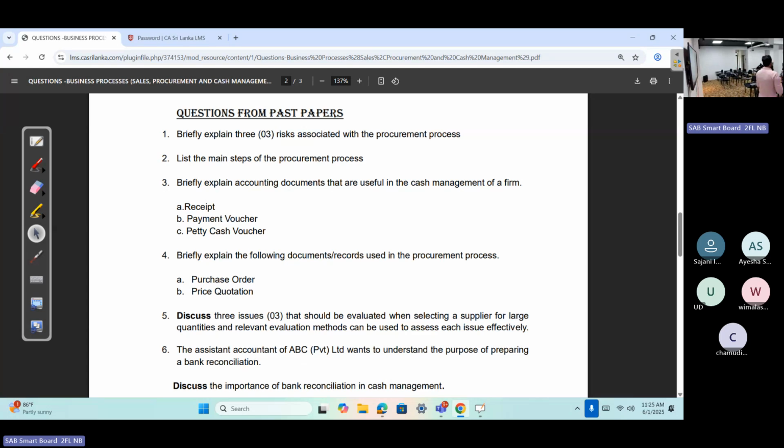So next class, when you are coming, you have to write internal controls for inventory and property, plant and equipment management. At least 5 internal controls you have to write down.